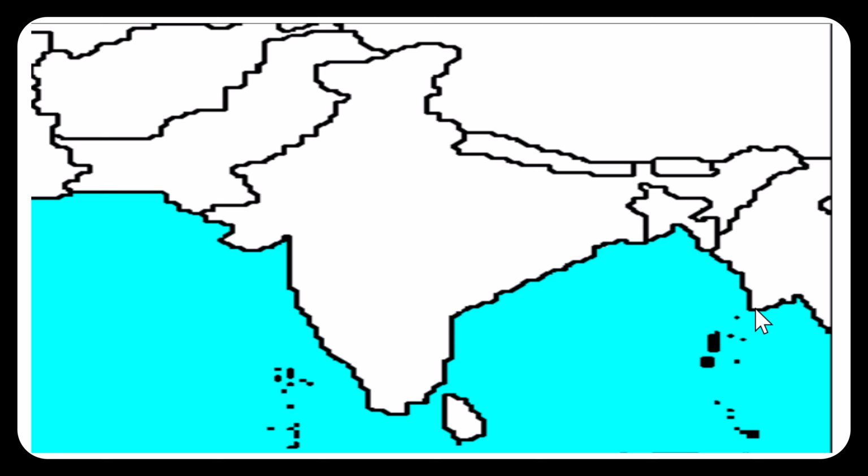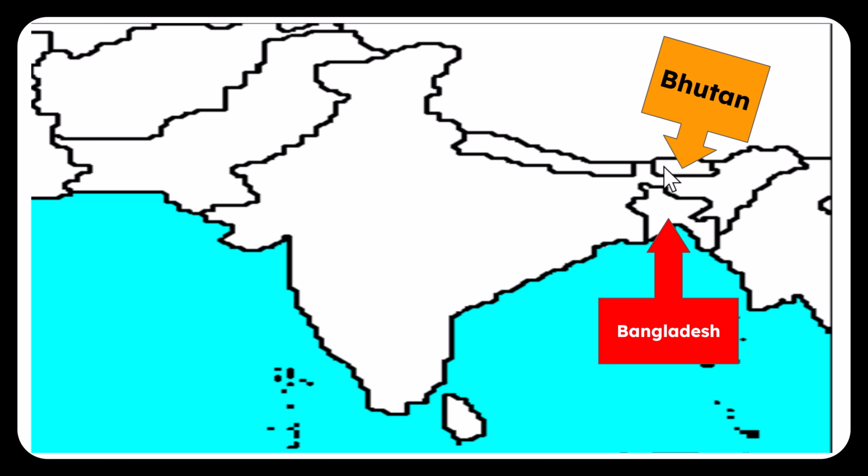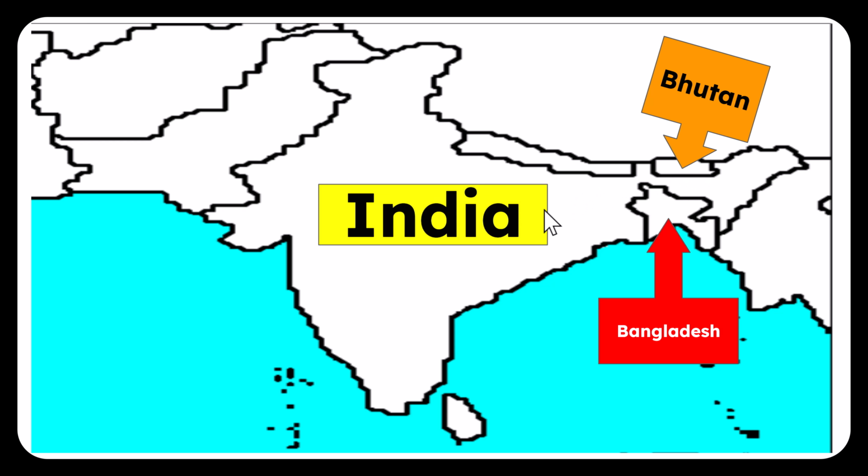Label the following 7 countries in South Asia. Let's start with Bangladesh. That's that country right there. Now let's move on to Bhutan. That's that little country right there, Bhutan. Then we're going to move over to the biggest country in this part of the world, India.